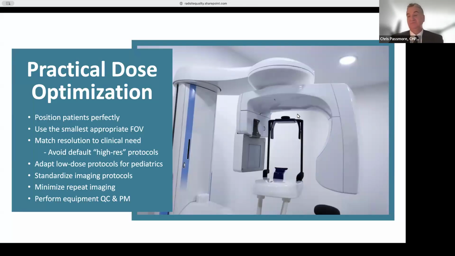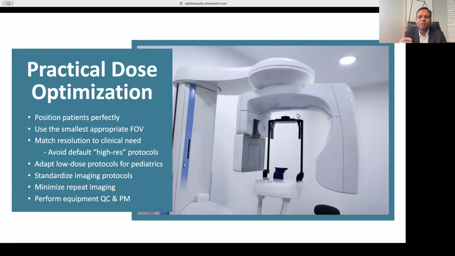Please. Yeah, as you said earlier, I would say the smallest field of view, the resolution, like don't run the X-ray machine with too high of a kVp, little things like that. Also, what Dr. Hiatt alluded to earlier, have a plan going in to reduce retakes, better positioning. All those things will help optimize the dose.